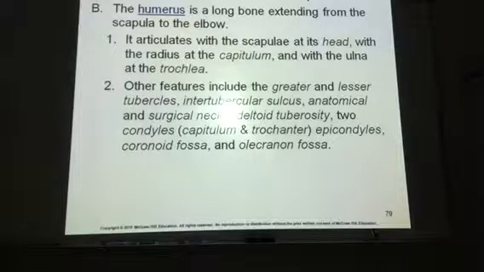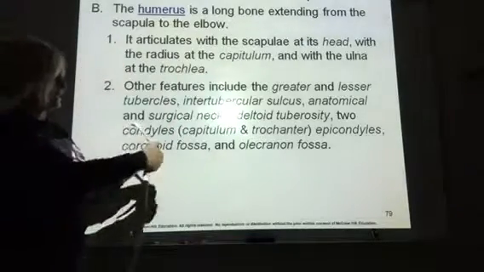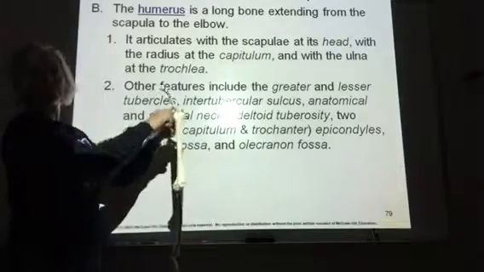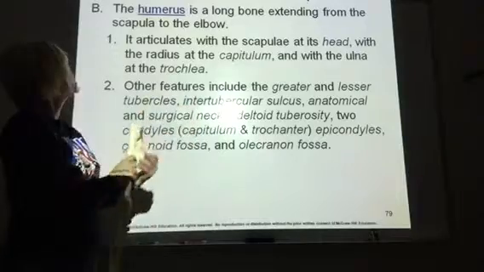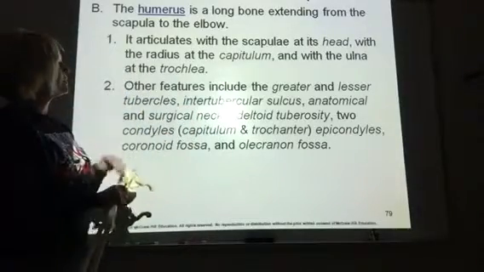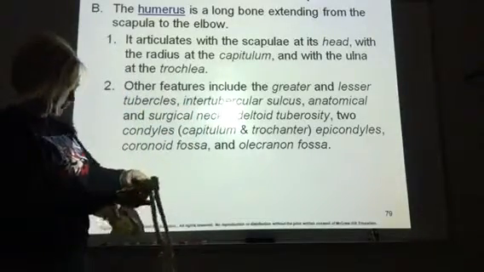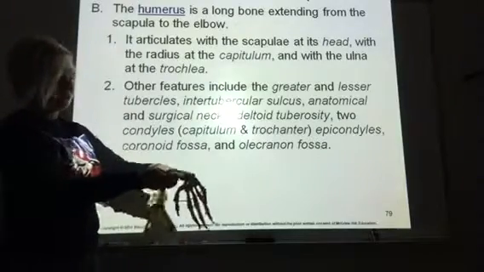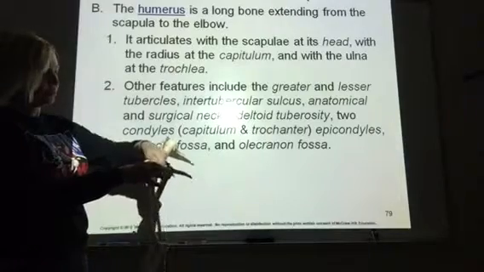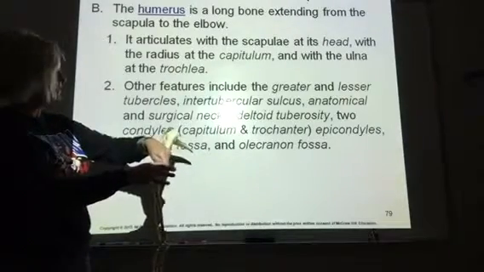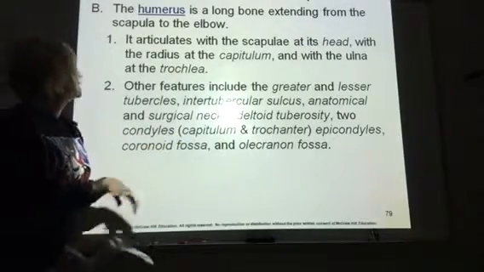Humerus is the long arm bone. So the humerus would be the arm that articulates with your scapula. It articulates at its head, so the head of a bone is usually the rounded part. So this would be the head of the humerus. It articulates with the radius at the capitulum, which is down here, and that's going to be on this side, and the ulna, the trochlear or the trochlea side of your humerus.